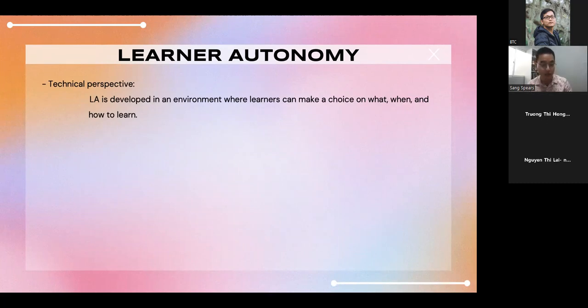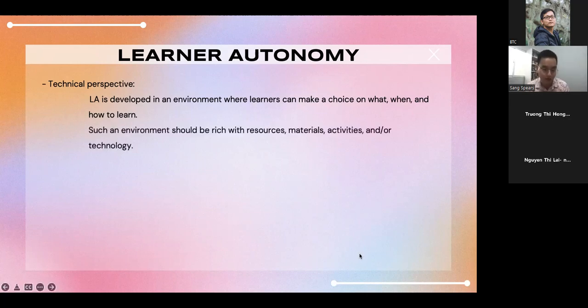The subject matter. So the technical perspective looks at the environment where sufficient resources can be provided so that the learner can really make a choice on what, when, and how they are going to learn. So this is the technical perspective.